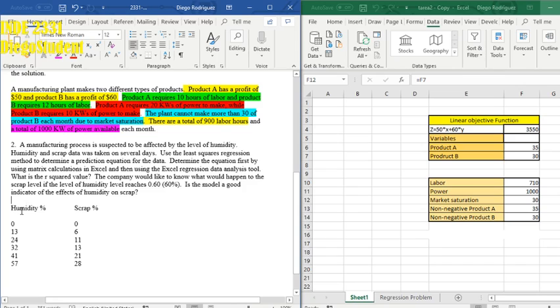For this problem, humidity and scrap, I'm gonna teach you what is R square and how you can find it by doing matrices.